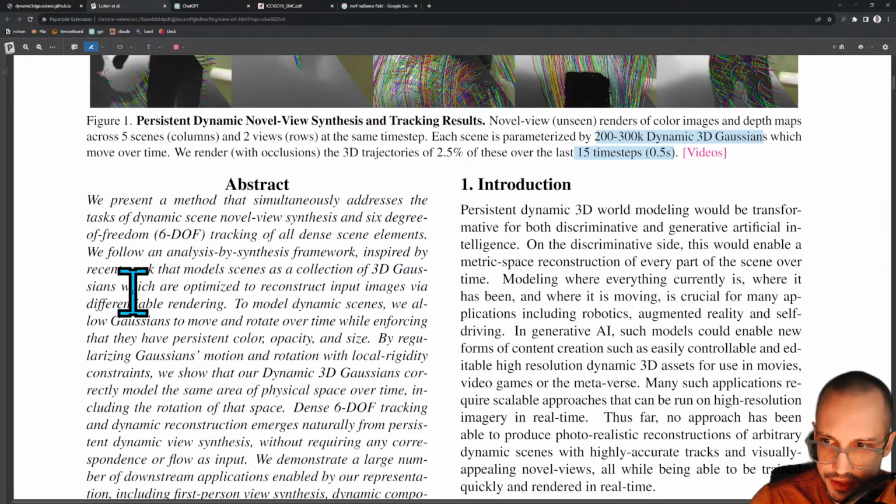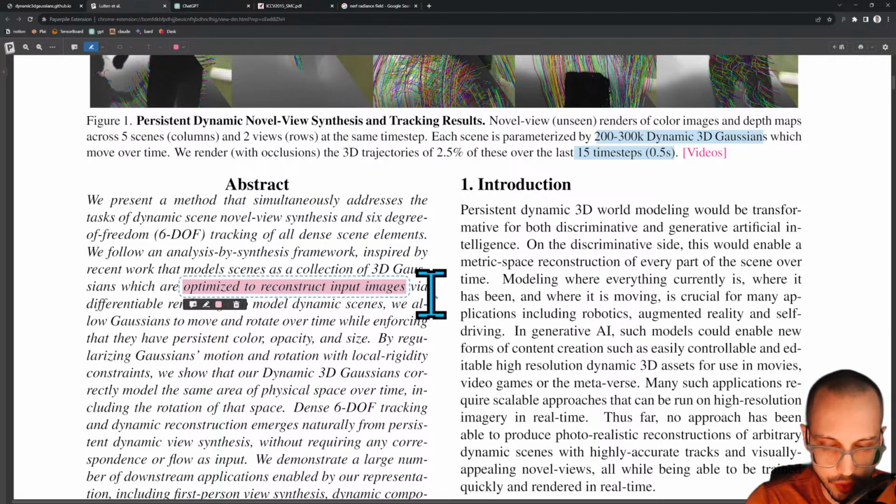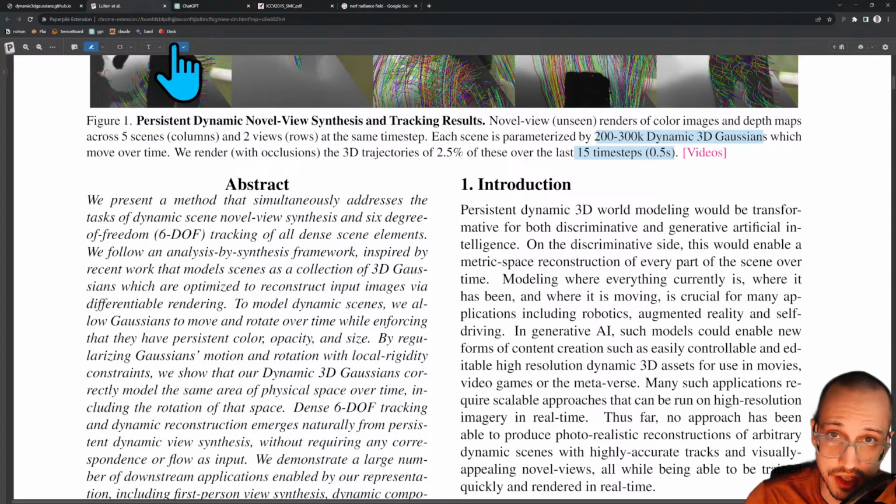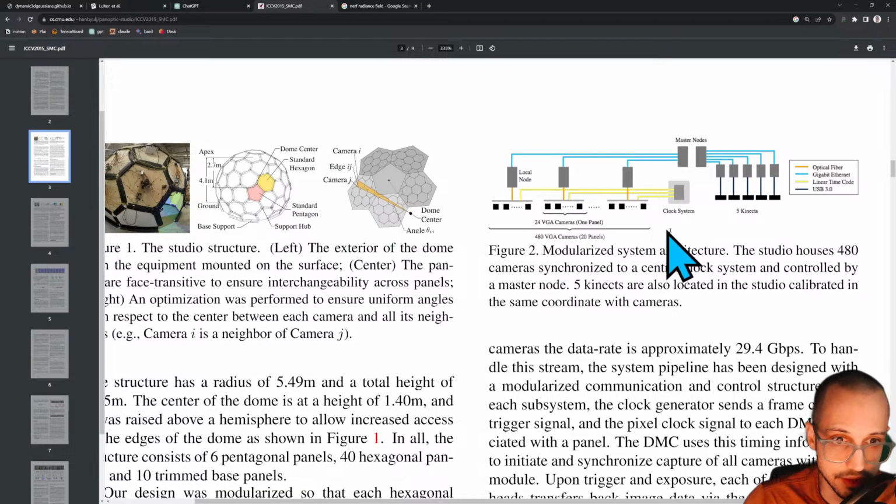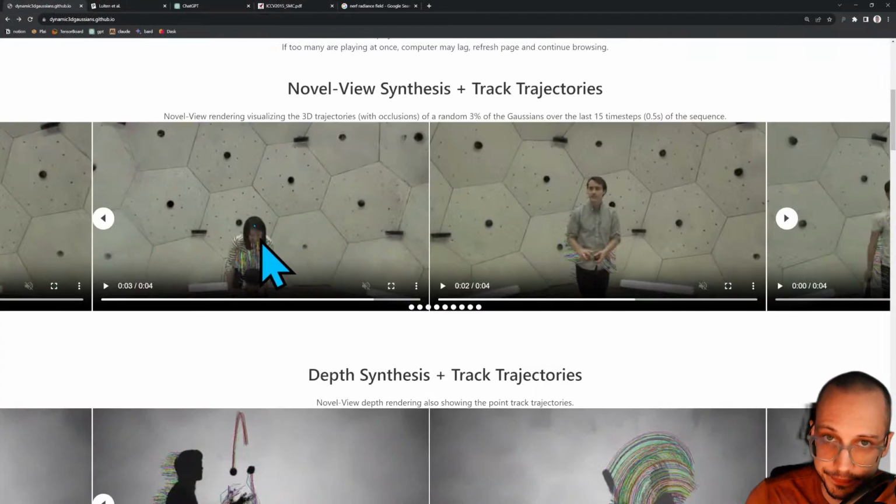Model scene is a collection of 3D Gaussians which are optimized to reconstruct input images. So the reconstruction loss is generally what you're using for this optimization process of how do you get the initial little 3D Gaussians that you're then going to be tracking over time. And a reconstruction loss is basically just trying to recreate images that are the ground truth images, right? The images that are coming from the cameras in this giant array of cameras in this giant geodesic dome here.